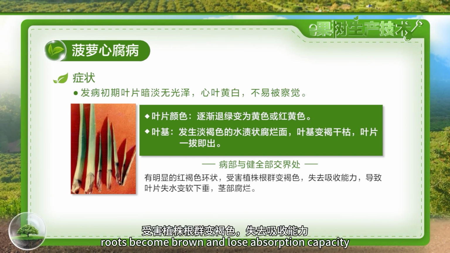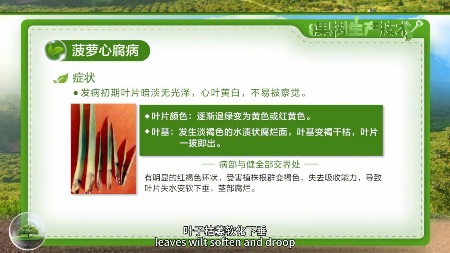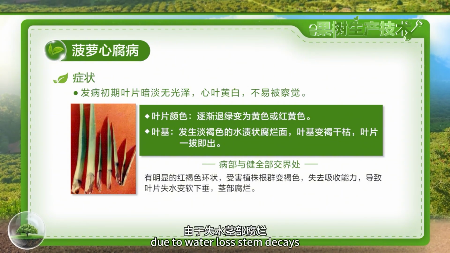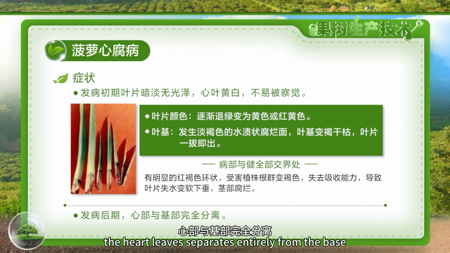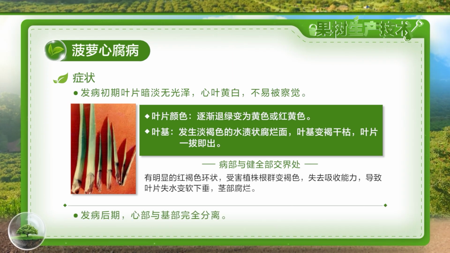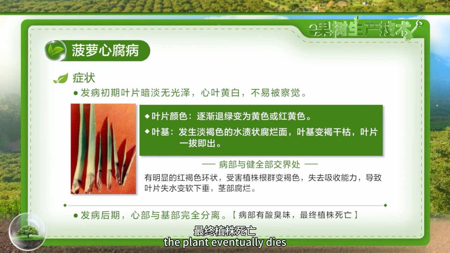Roots become brown and lose absorption capacity. Leaves wilt, soften, and droop due to water loss. Stem decays. In later stages, the heart leaves separate entirely from the base. Infected areas smell sour. The plant eventually dies.